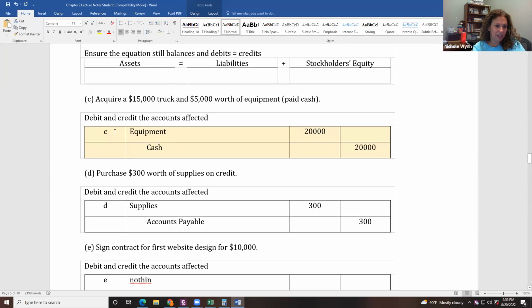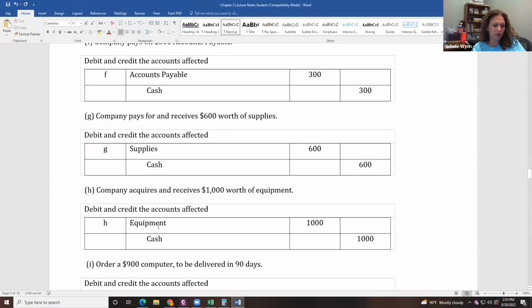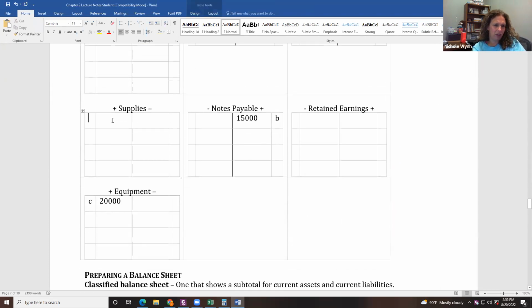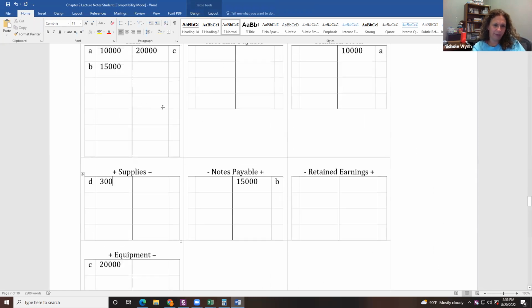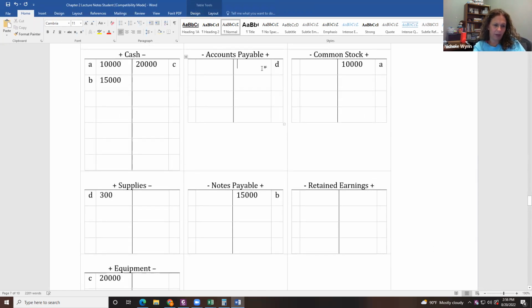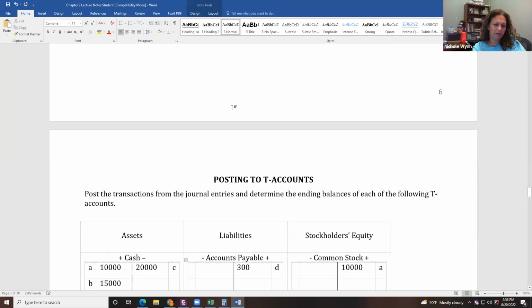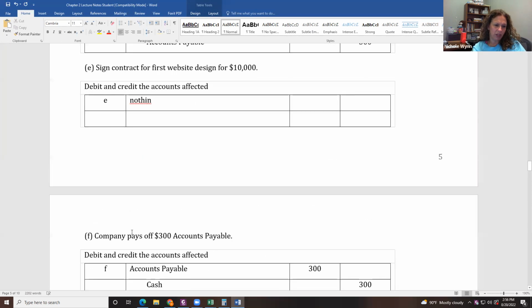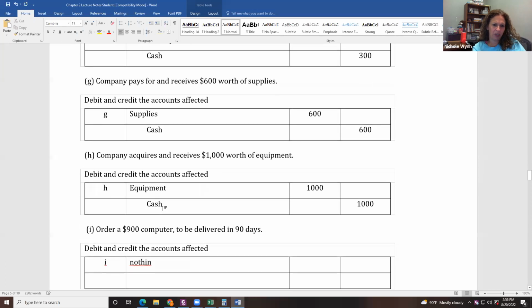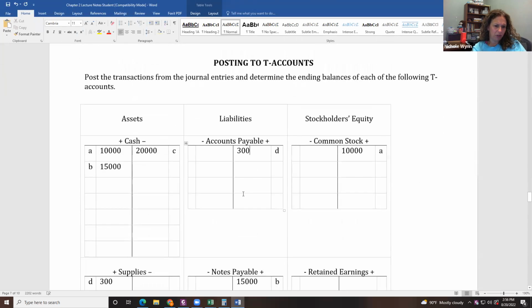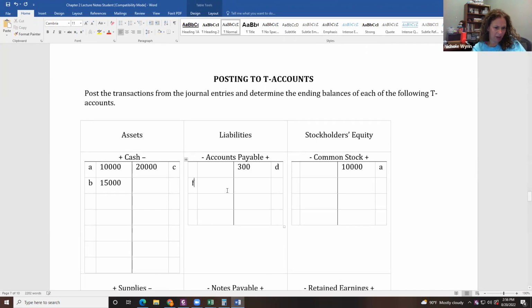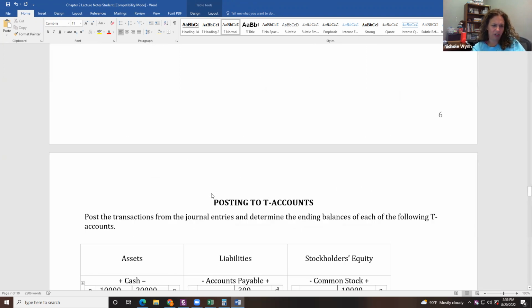So on transaction C, I needed to put it on the left side for equipment and the right side for cash. Next one is supplies and accounts payable for 300. So you guys can hit pause and you can just do all of them and then check it. E was nothing. F is debiting accounts payable and crediting cash. So this is F. I'm just putting it here so you can kind of see it. And then F, 300.